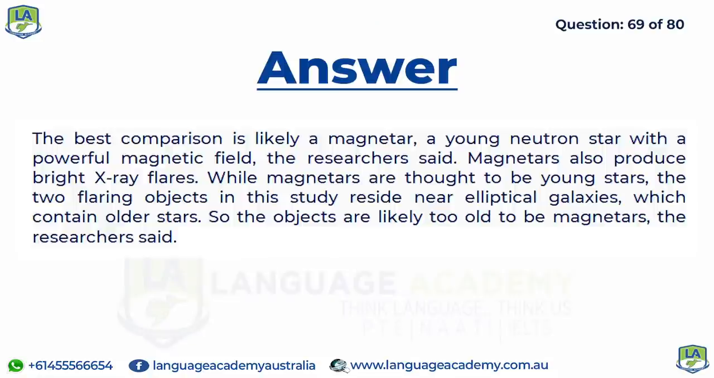The best comparison is likely a magnetar, a young neutron star with a powerful magnetic field, the researchers said. Magnetars also produce bright X-ray flares. While magnetars are thought to be young stars, the two flaring objects in this study reside near elliptical galaxies, which contain older stars. So the objects are likely too old to be magnetars, the researchers said.